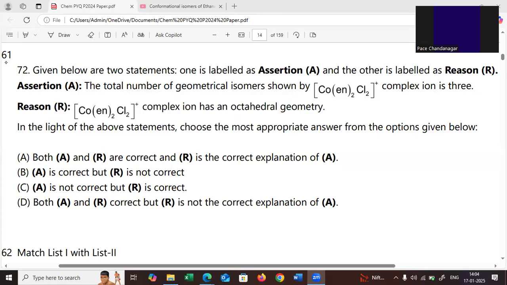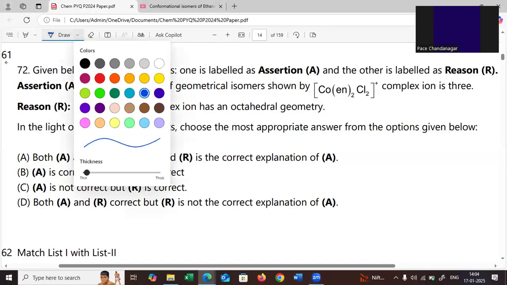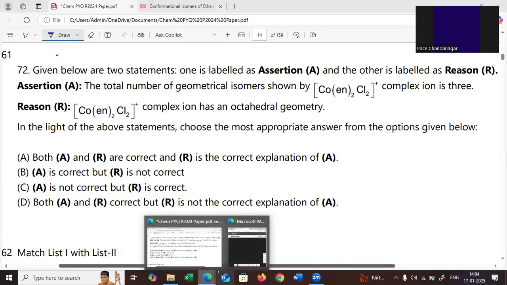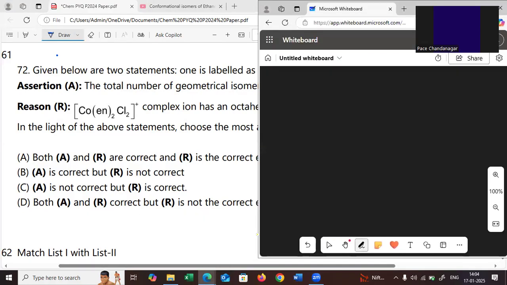The total number of geometrical isomers shown by the [Co(en)2Cl2]+ complex. So what do you mean by this? We have to first draw the isomers. First of all, let us draw the isomers for this complex. What are the isomers that we can draw?